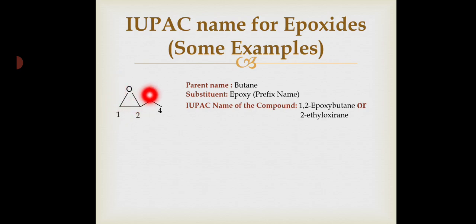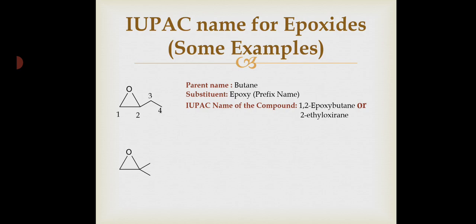1,2-epoxy butane. And if you follow the Oxirane way of naming, then it is called ethyl oxirane. Here there is an ethyl group. This is an oxirane. Epoxides are also called oxirane. So ethyl group is present at what position of the oxirane? 2 position. So the name is 2-ethyl oxirane, or you can name it as 1,2-epoxy butane.